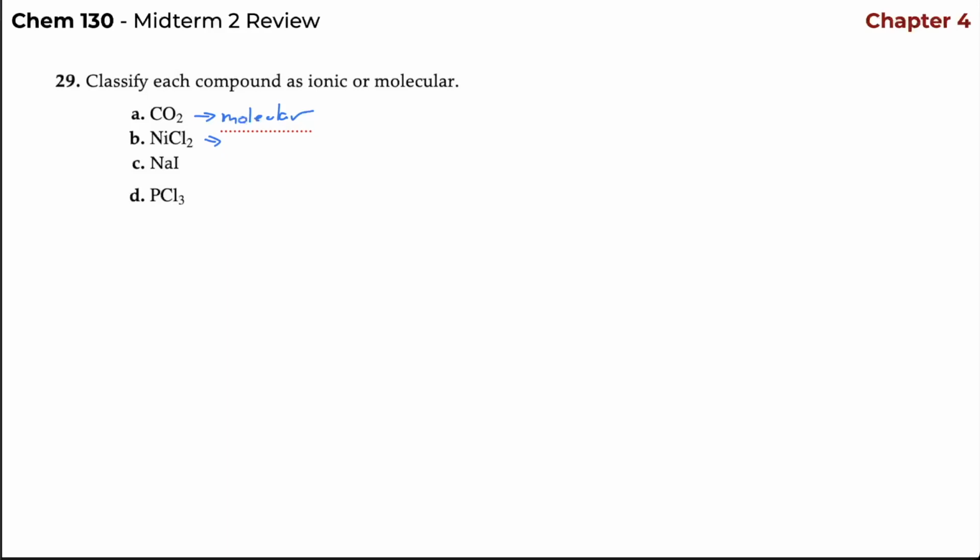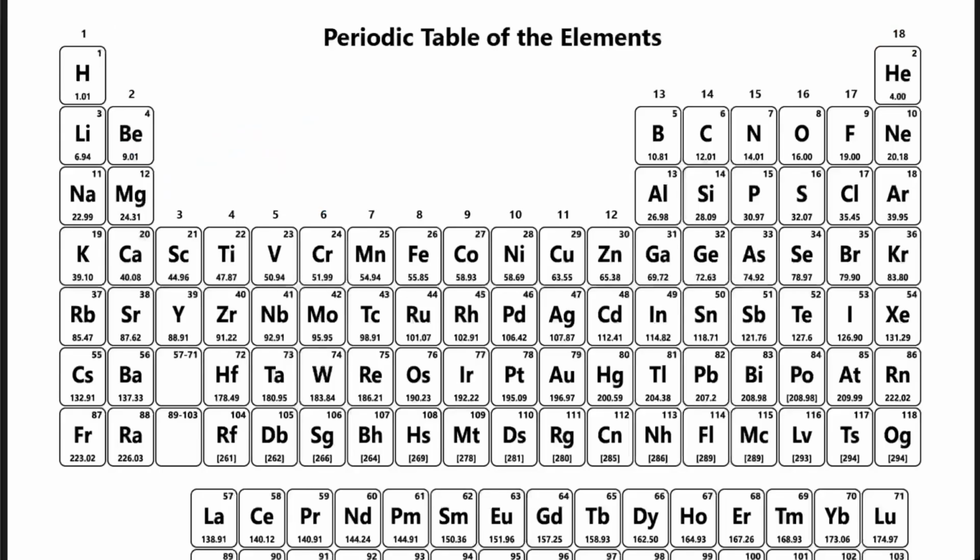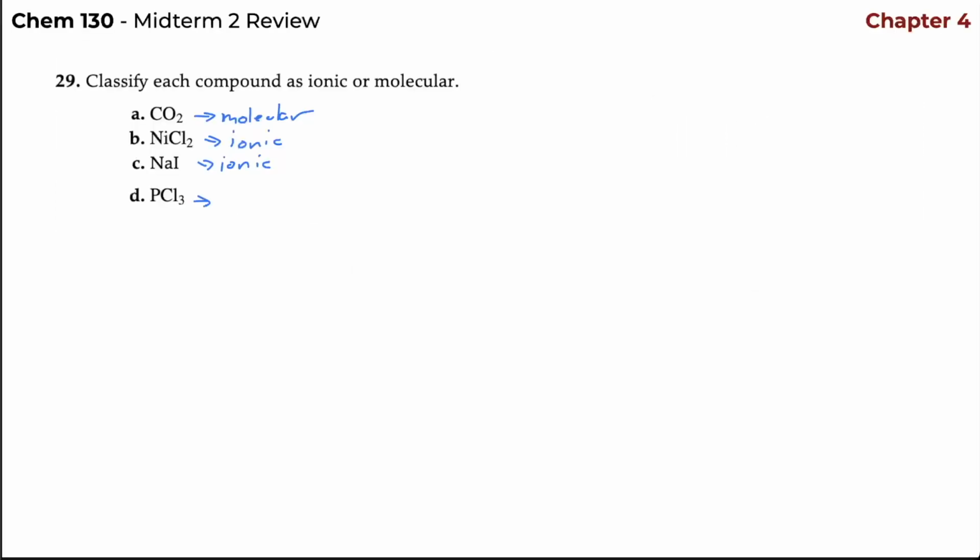Then for this one, since we know that nickel is a metal, you should already know nickel is a metal, right? So this one's gonna be ionic. For this one, sodium is a metal, so we know it's gonna be ionic. And for this one, if we look them both up, they're both nonmetals, so this is gonna be molecular.